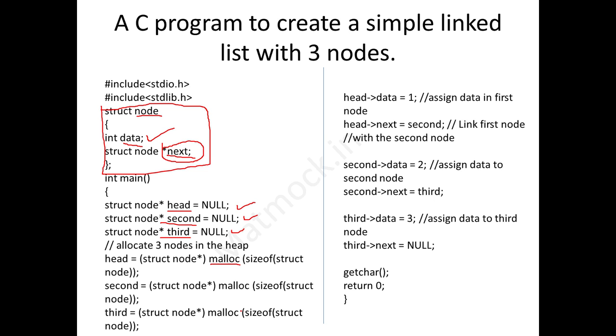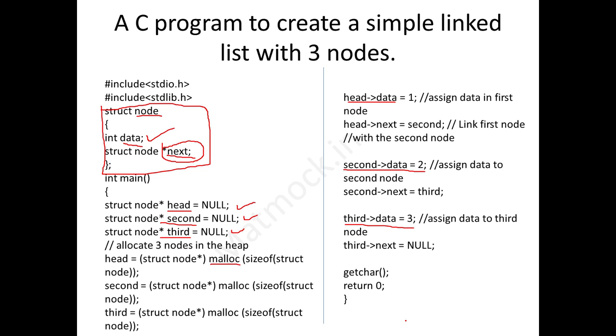After allocating the memory, you will put the data inside the data part. How to put the data inside the data part? Head arrow data is equal to 1, second arrow data is equal to 2, and third arrow data is equal to 3. These are the 3 lines which will assign the data in each of the nodes.